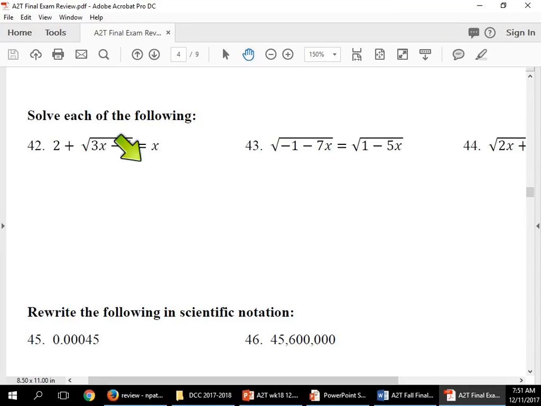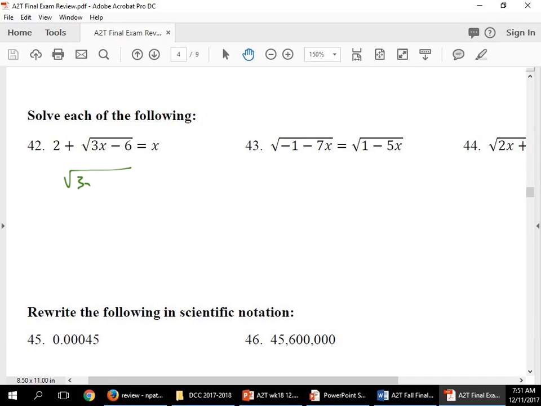Okay, for this one right here, we have a square root sign. Your goal for square roots is to isolate the square root and then square both sides. Can't square both sides yet because if you square this side right here, you're going to have to do some foiling action and stuff. Don't do that. Okay, get the square root sign alone.